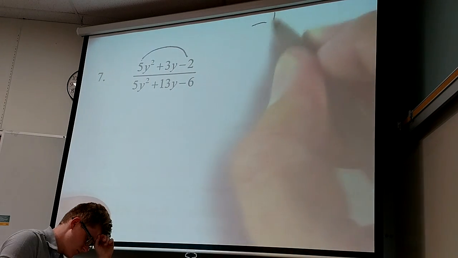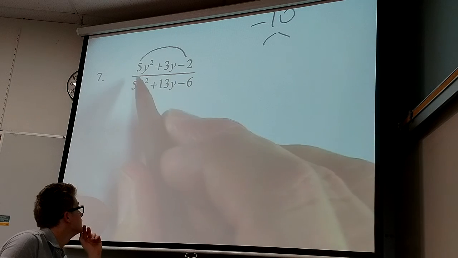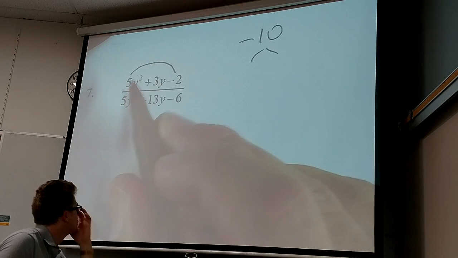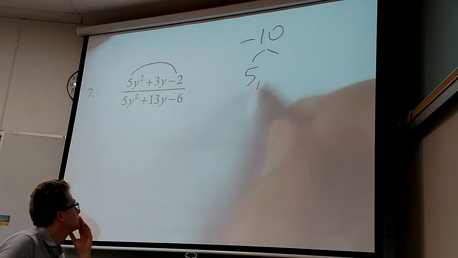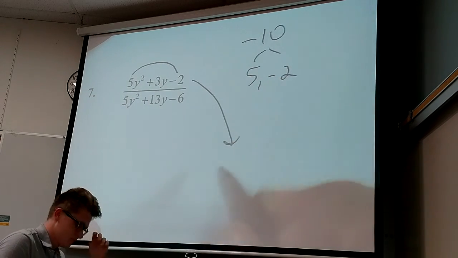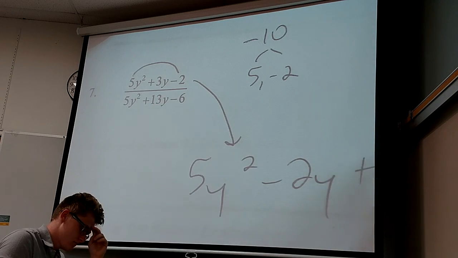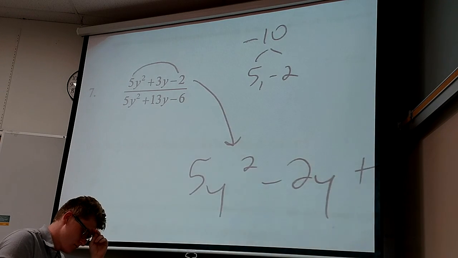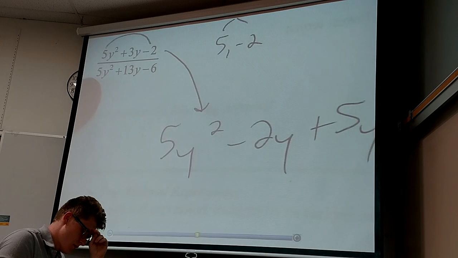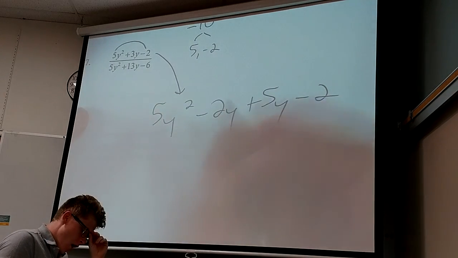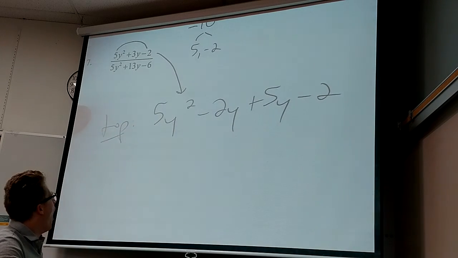If I do the top, you factor negative 10 to make 3, and they're staring me in the face. 5 and negative 2. So the top one becomes 5y squared, minus 2y plus 5y minus 2. Let me just focus on the top for a minute.